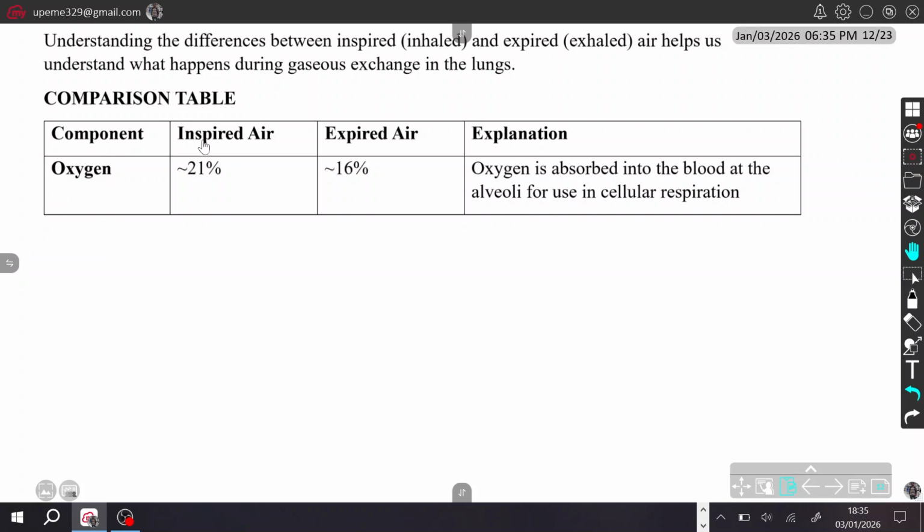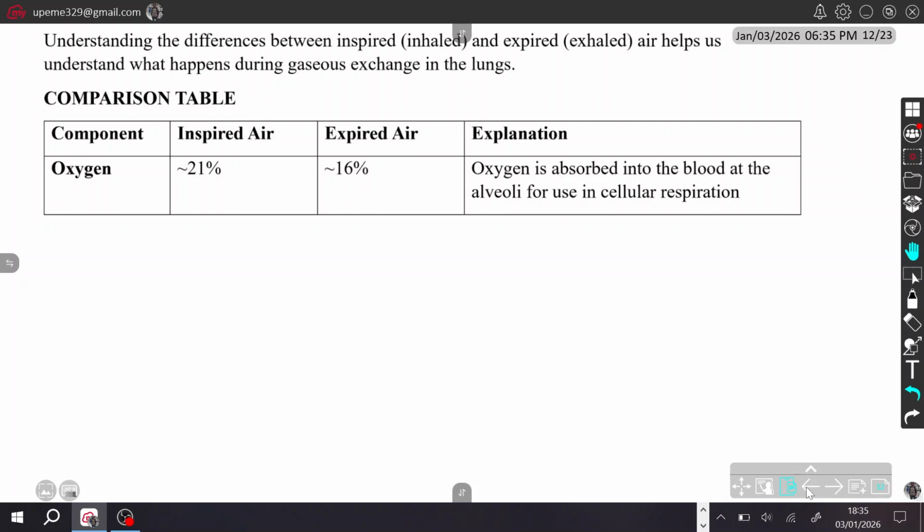The first one is oxygen. In inspired air, the air that we are breathing in, how much oxygen is there? Approximately 21%. In the expired air, the air that we are breathing out, how much oxygen is there? Approximately 16%. Explanation, why is the difference? Because oxygen is absorbed into the blood at the alveoli for use in cellular respiration. So meaning the about 5% which is missing here has been used for cellular respiration.